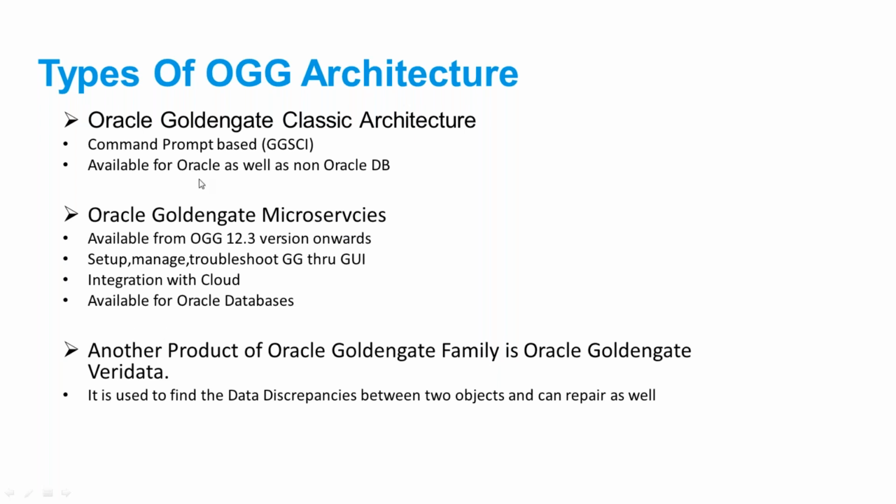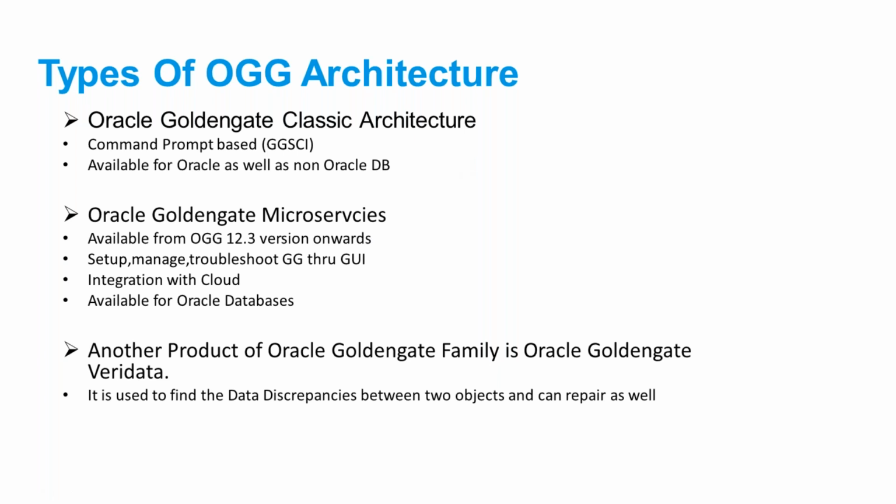Now, major difference between classic and microservices is microservices as of now is available for only Oracle database. So if you have to set up Golden Gate for, say for example, SQL Server, you will still have to go with classic architecture. So now you have two architectures available, classic and microservices. You have the option of choosing which one you want to go with. Microservices architecture is the latest one.